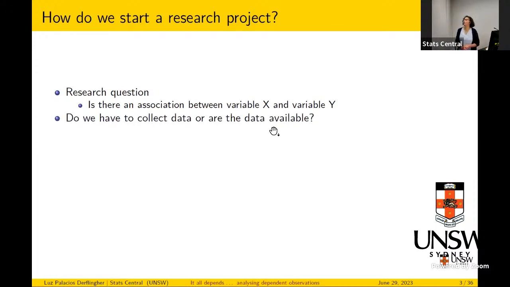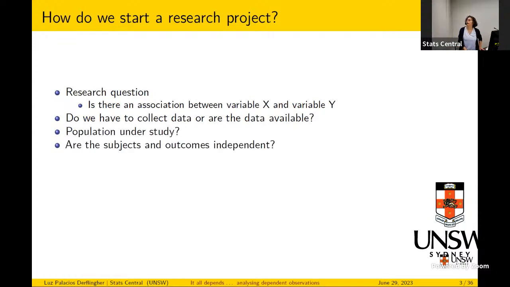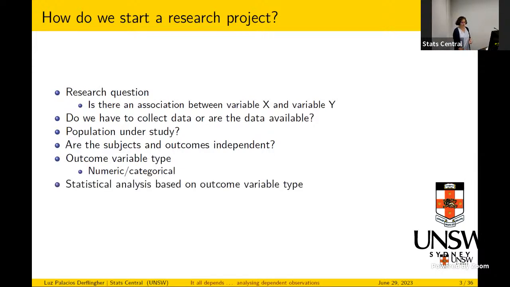Okay, so we have a research question, and then we have to see if we have to collect the data or the data is already available. What's our population under study? Are the subjects and outcomes independent? And then the outcome variable type, is it numerical, categorical? Because the analysis depends on the variable type, right? On the outcome variable type. And does it only depend on the outcome variable type? That's what I'm going to be talking about today.